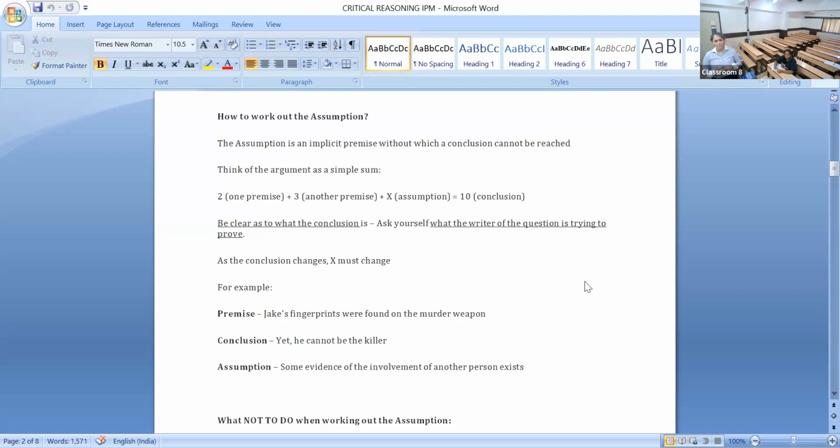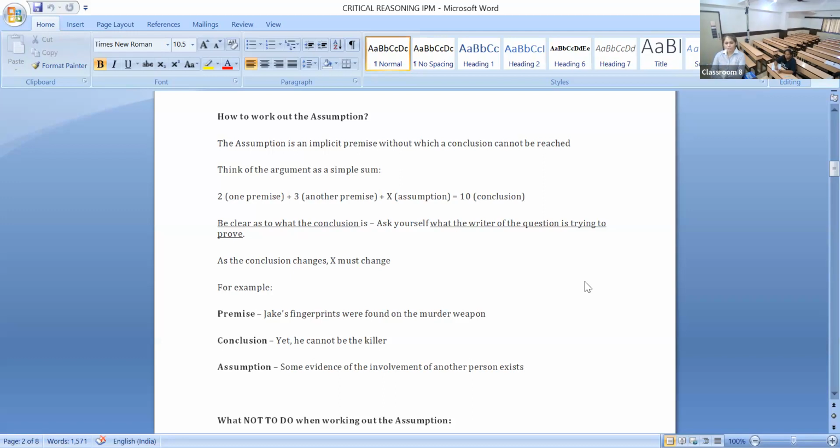Pahi, would you read out the example, please? Yes, please. Jake's fingerprints. Premise: Jake's fingerprints were found on the murder weapon. Conclusion: yet he cannot be the killer. Assumption: some evidence of the involvement of another person exists. Are we clear with this?